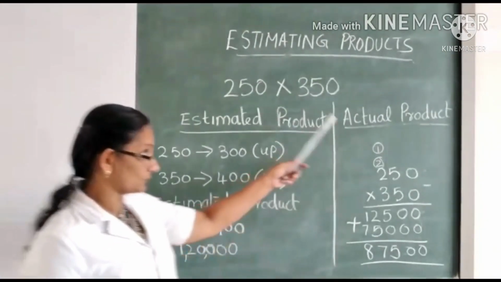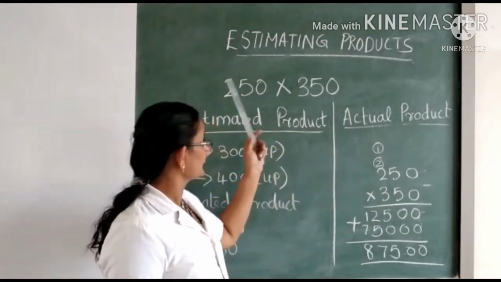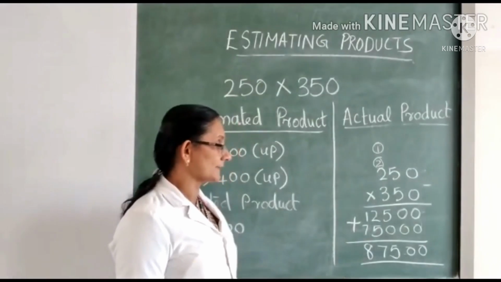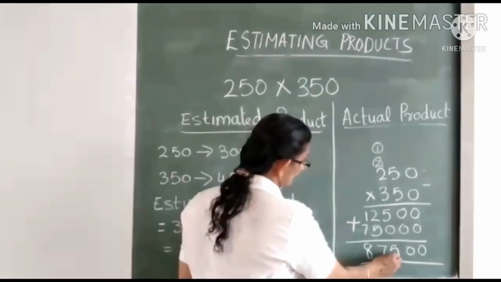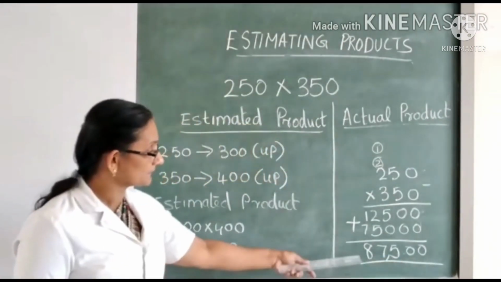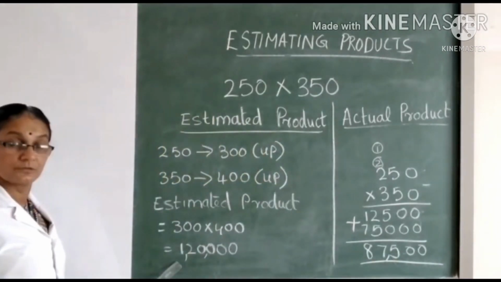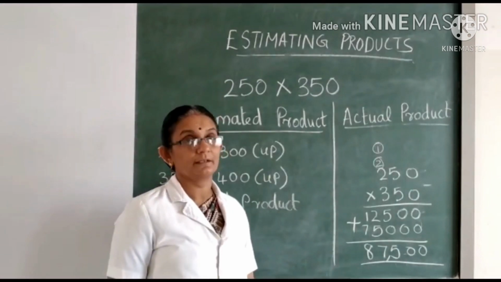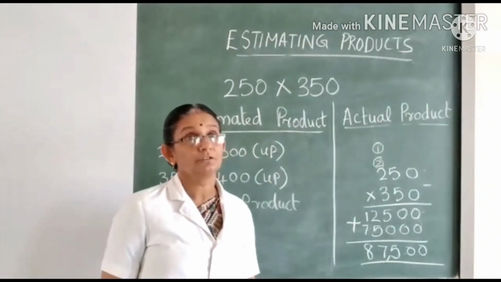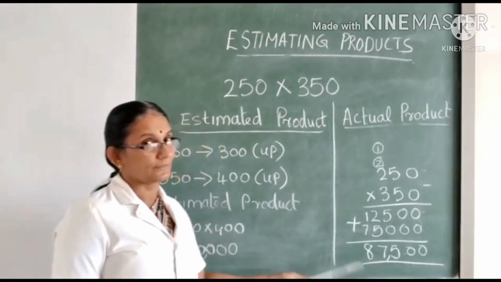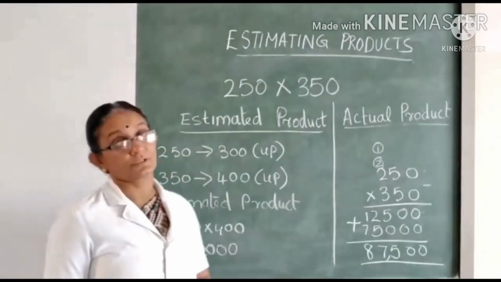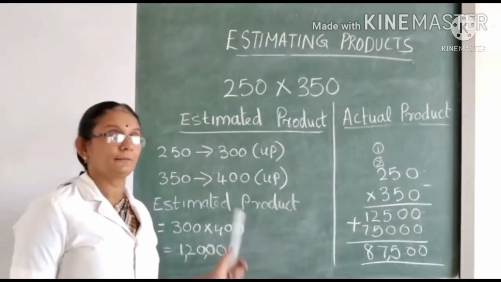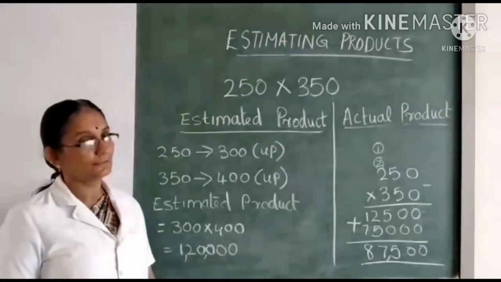Now, let us see the actual product. Actual product is the multiplication of 250 with 350. You get the answer as 87,500. But see the difference, children. Here it is 1,20,000 and here it is 87,500. So there is a lot of difference between the estimated product and actual product. So what will you do for this? We will round one number up and other number down.